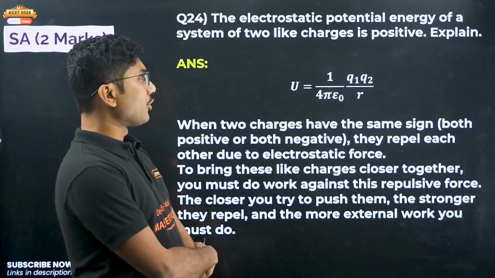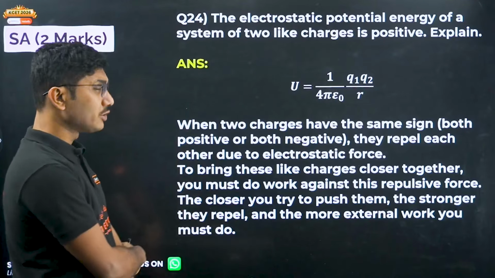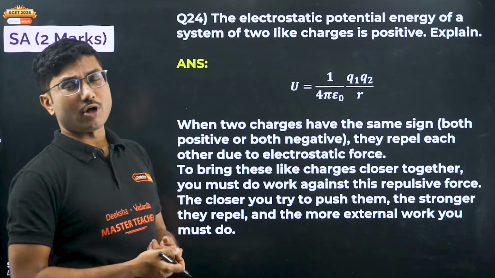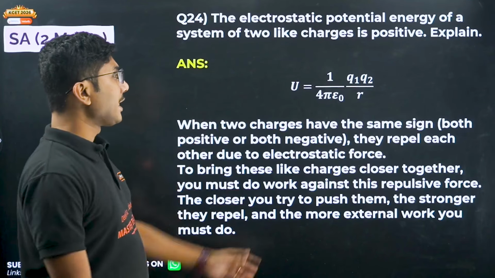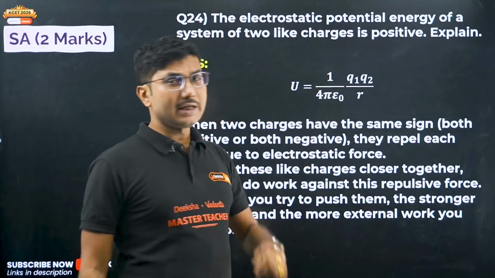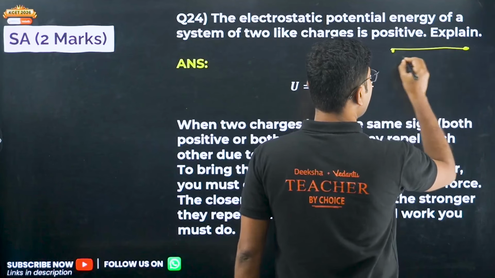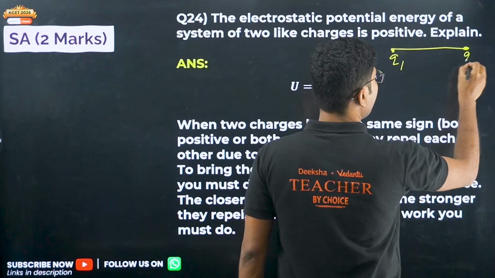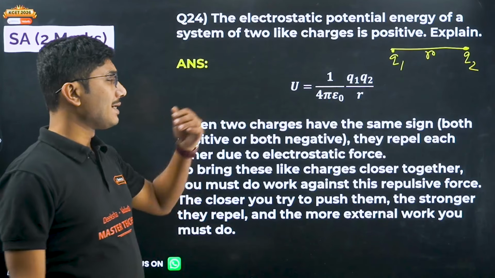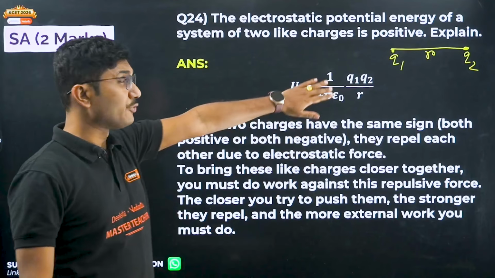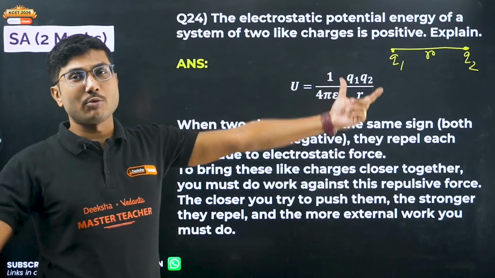The electrostatic potential energy of a system of 2 like charges is positive. Explain. This question is from one of your model papers, the latest model paper this year. So let's see. The electrostatic potential energy between 2 point charges is given by Q1 Q2 by R. So we have 2 charges, Q1 and Q2, separated by a distance R. But if you just write this equation, you will not get any marks. You have to explain why it is positive.